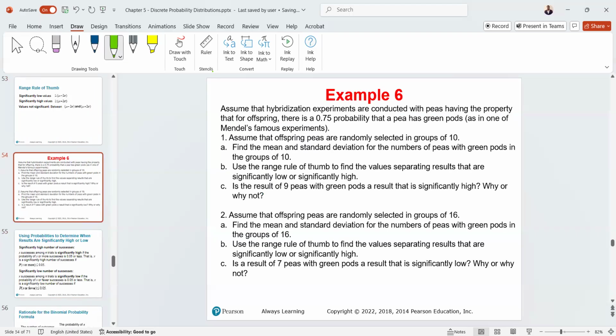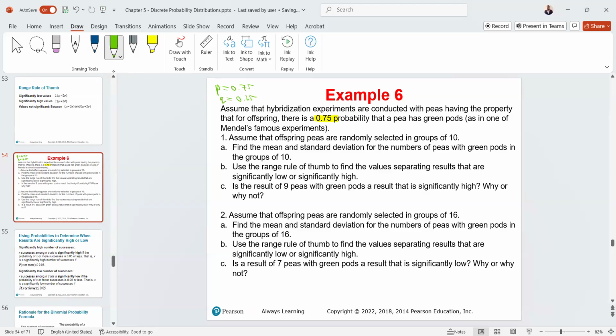All right. So let's assume in this particular example, assume that hybridization experiments are conducted with peas having the property that for offspring, there is a 75% probability that a pea has green pods, right? So for us, once we identify the 75%, easy to say this is P. What is Q, please? Yes, Q is 0.25.